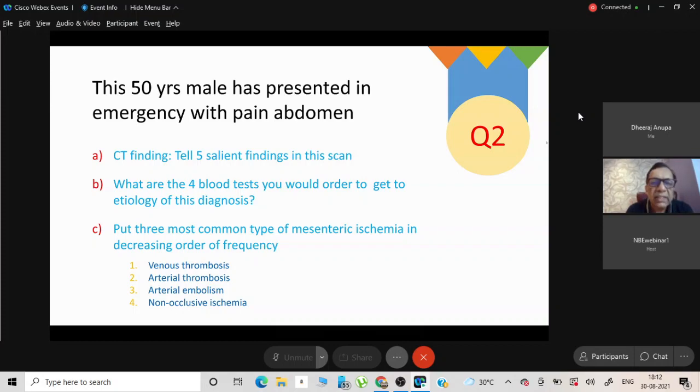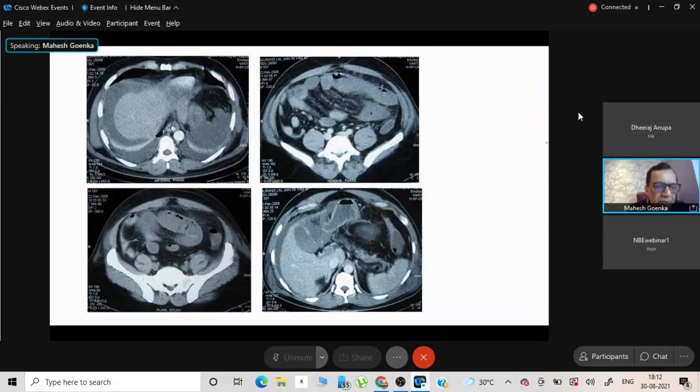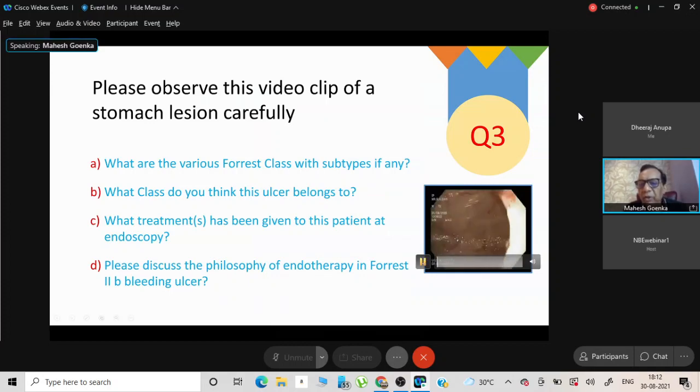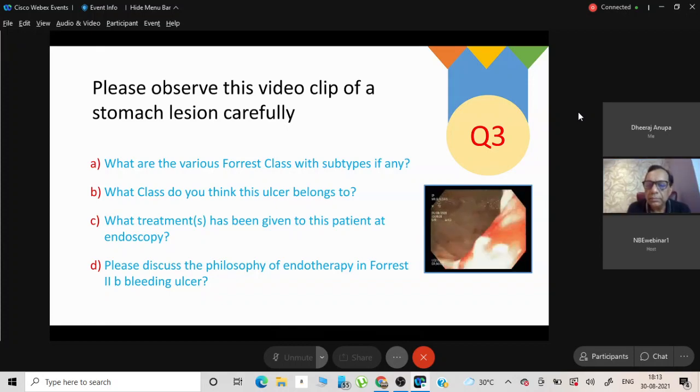I'll show you the CT scan one again before I move to the next question. Okay, let me go to the third question. Please concentrate on the video. Look at the video first. So this is the stomach.